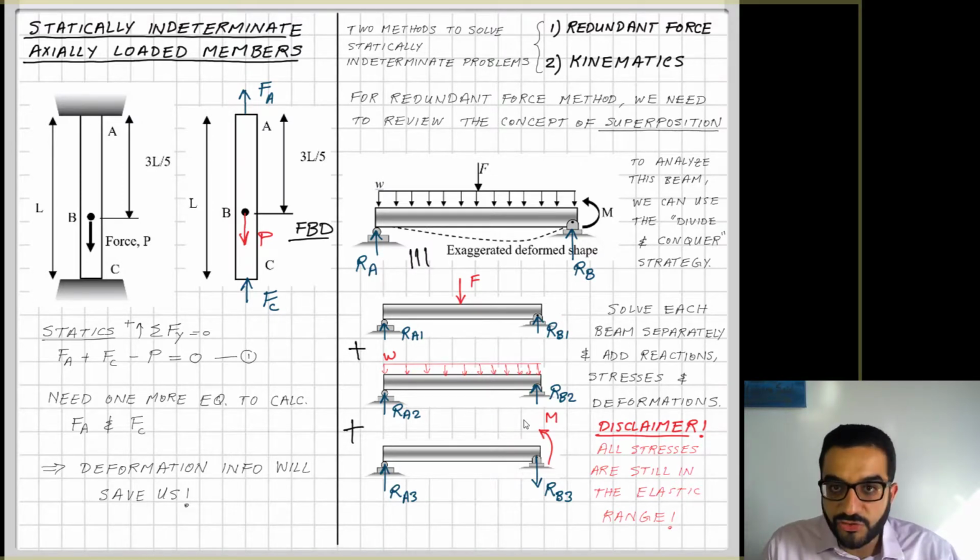So that's just an intro to how to solve statically indeterminate axially loaded members. We didn't solve this axially loaded member yet. We just introduced that there are two methods, the redundant force method and the kinematics method, and superposition is the way to deal with the redundant force method.